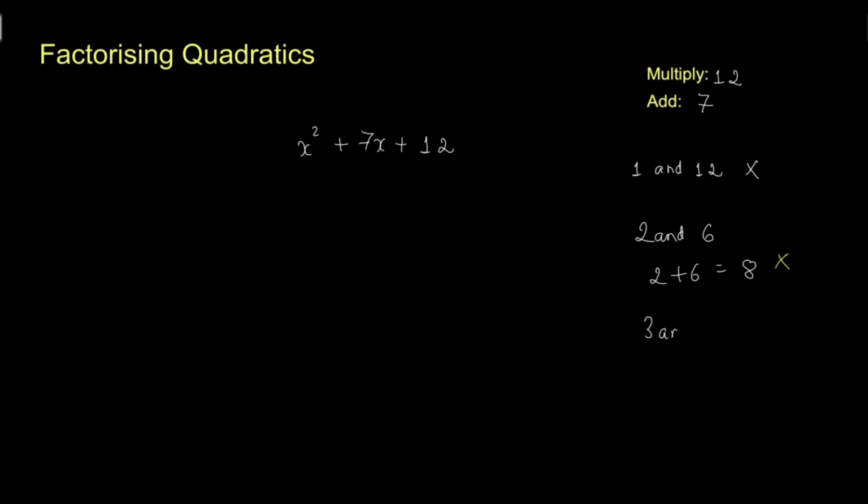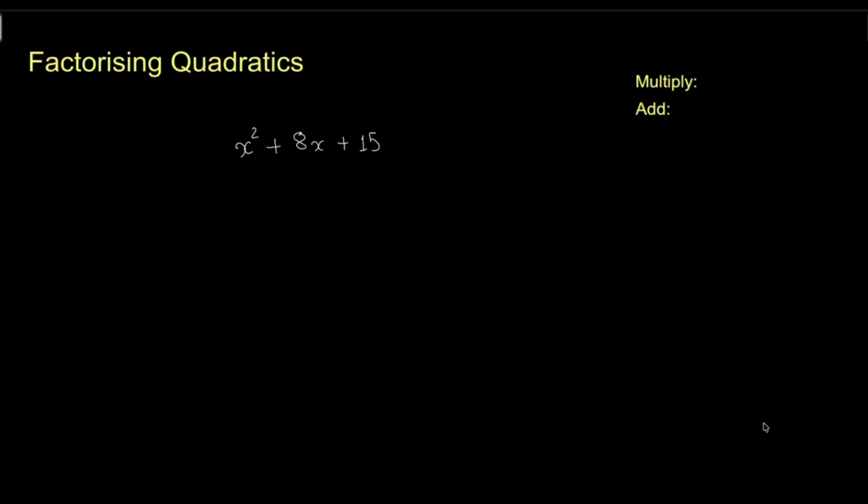Let's try with 3 and 4. 3 times 4 is 12 and 3 plus 4 is 7. This is correct. So the two numbers are 3 and 4. So the brackets could be written as x plus 3, x plus 4. That was easy. Now let's learn the full method.